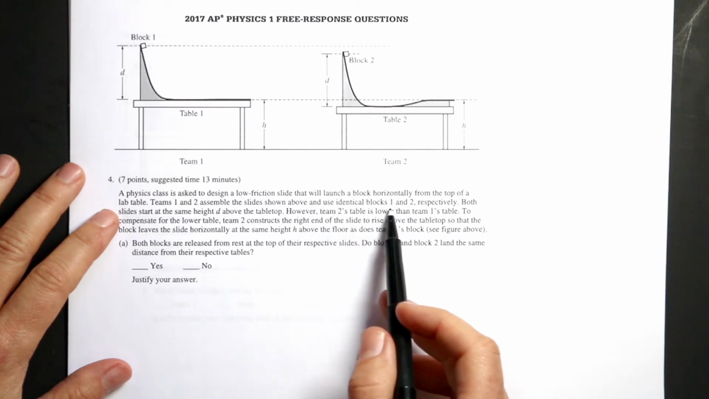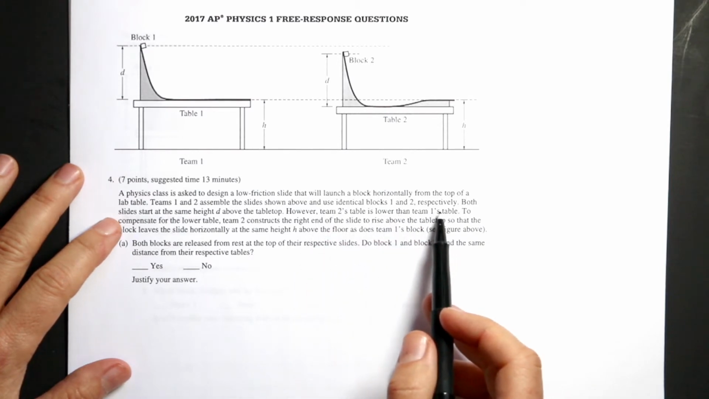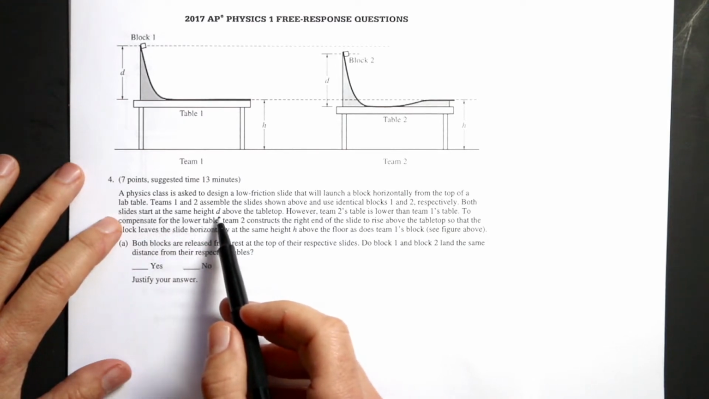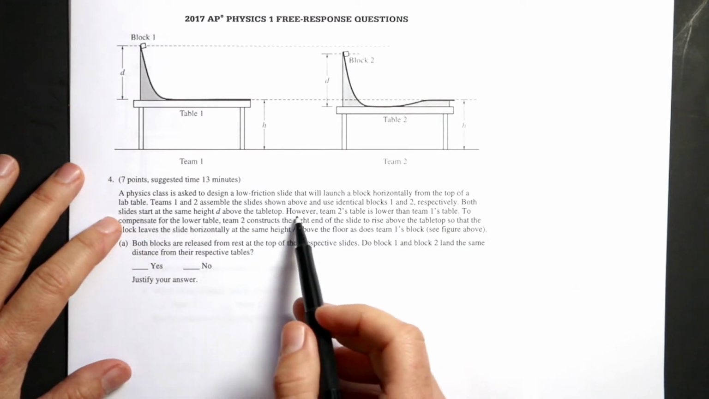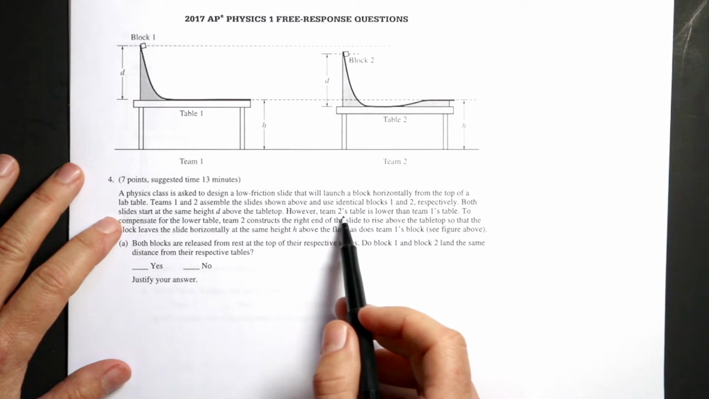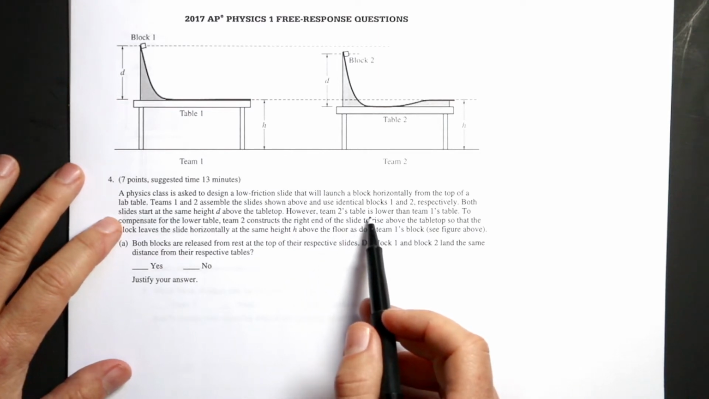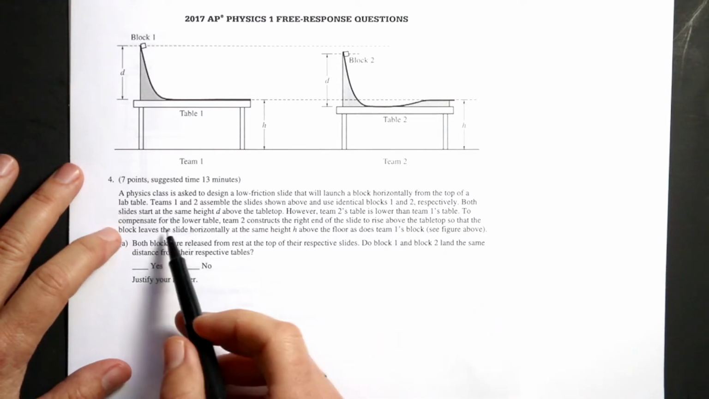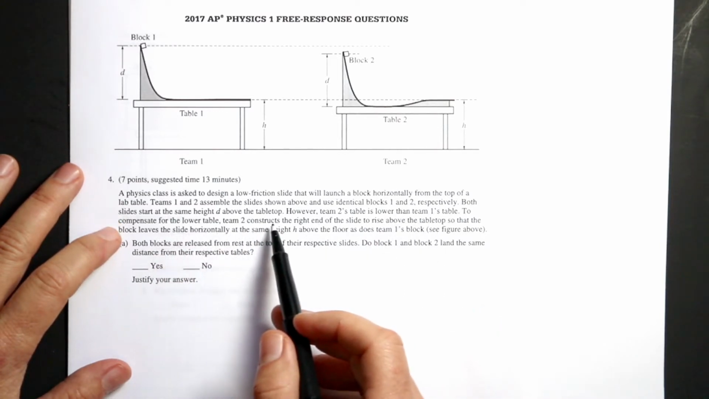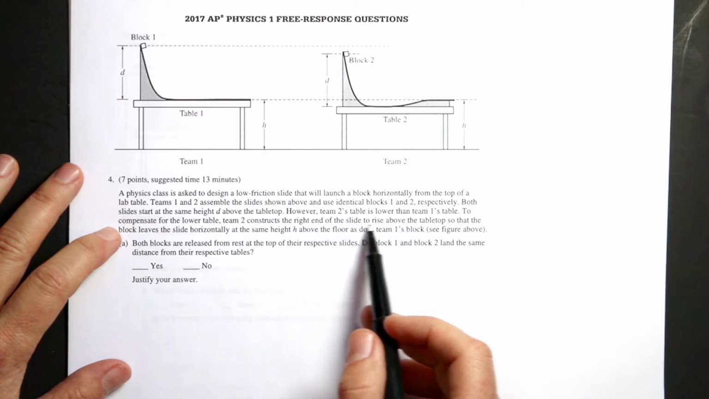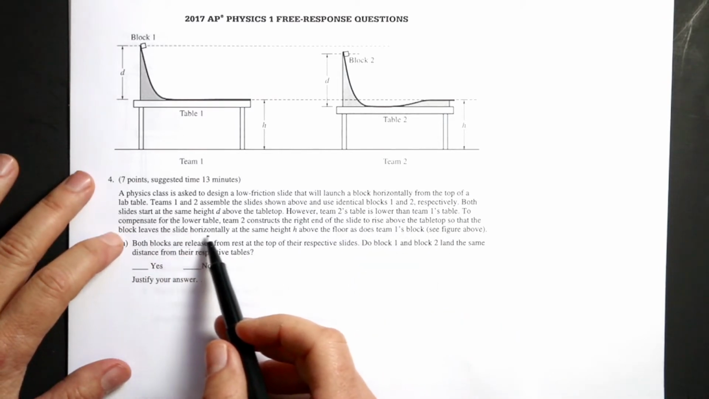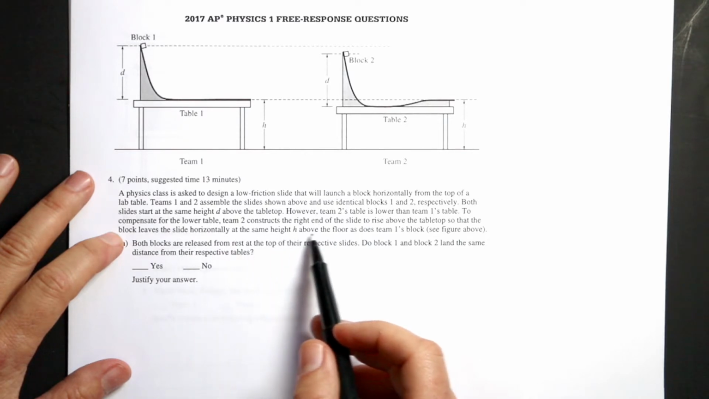They use identical blocks 1 and 2 respectively. Both slides start at the same height D above the tabletop. However, Team 2's table is lower than Team 1's table. To compensate for the lower table, Team 2 constructs the right end of the slide to rise above the tabletop so the block leaves the slide horizontally at the same height H above the floor.